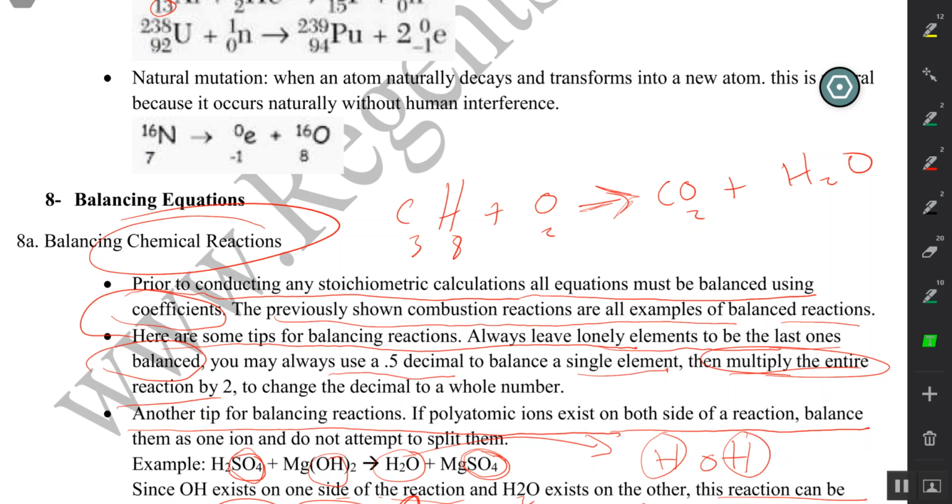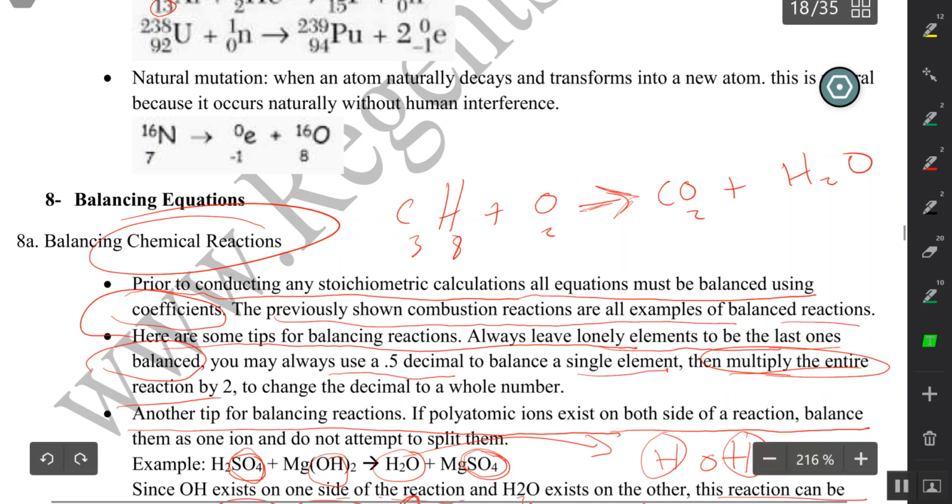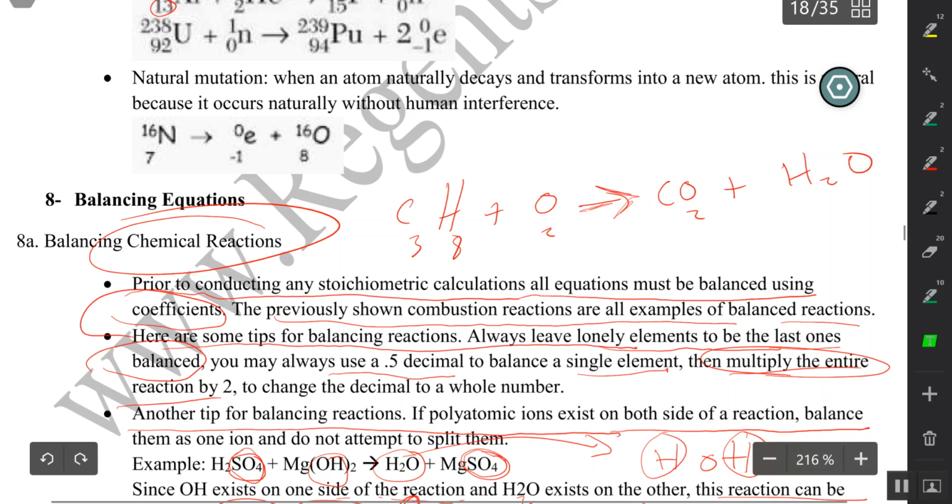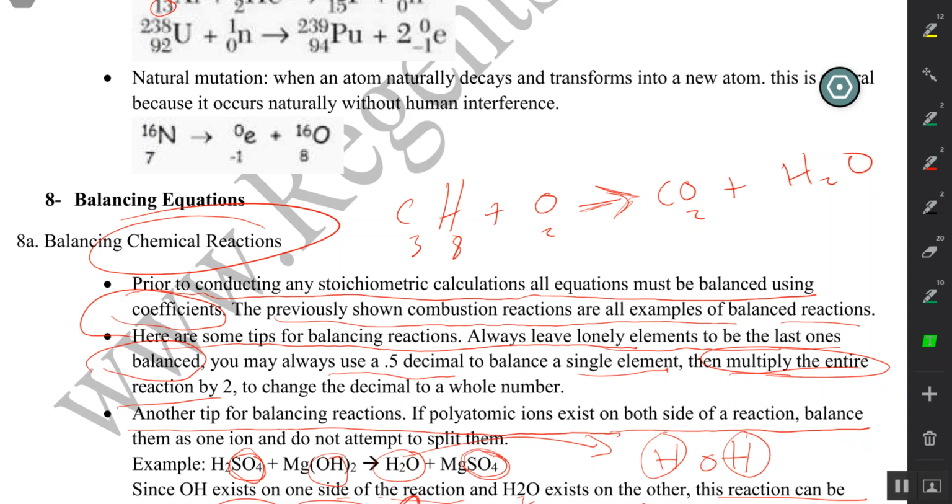I only have, but I do have H2O on the right side of the arrow. I don't need to rewrite H2O to HOH because the left side does not have OH. So there's no need to rewrite H2O to HOH, so I can balance the OHs together. You only rewrite H2O if one side of the reaction has OH and the other side has H2O. In this case, I don't have to rewrite it, so I leave it alone.